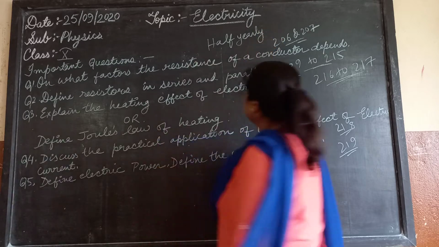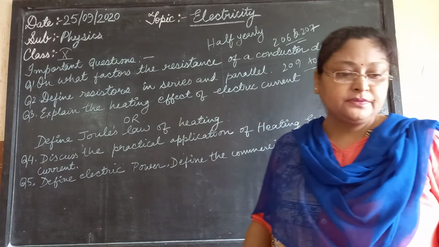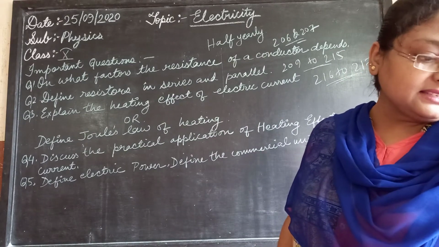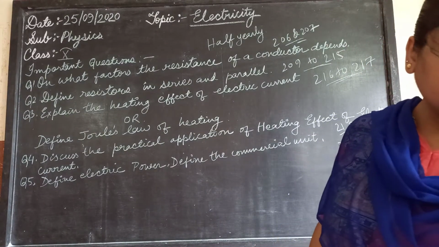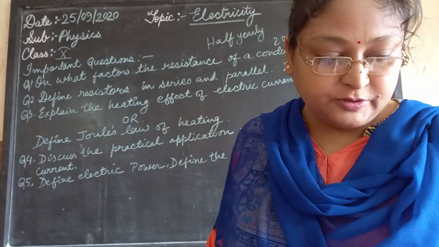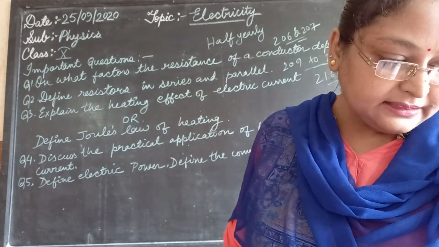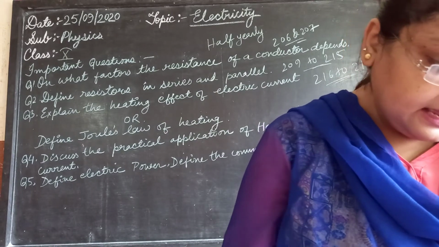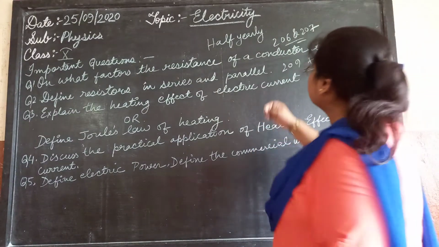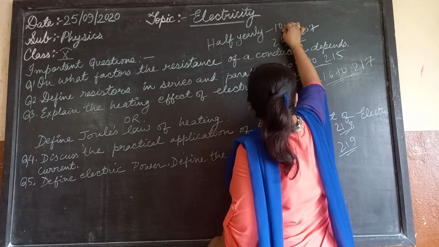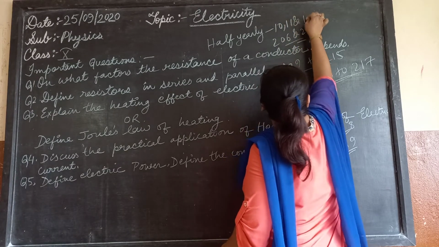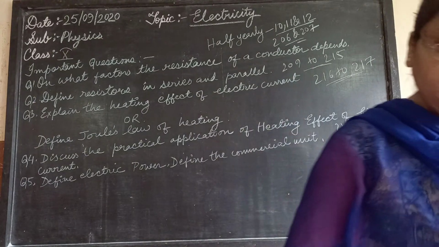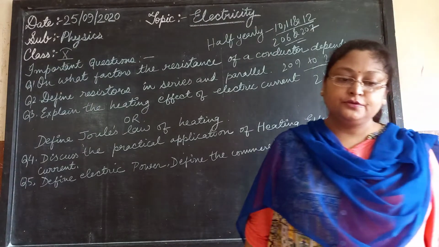is human eye and the colorful world, electricity, and the first chapter, that is light. So basically you have the chapters 10, 11 and 12. So half yearly chapters are 10, 11 and 12. These three chapters are included in your half yearly: that is light, human eye and colorful world, and electricity.